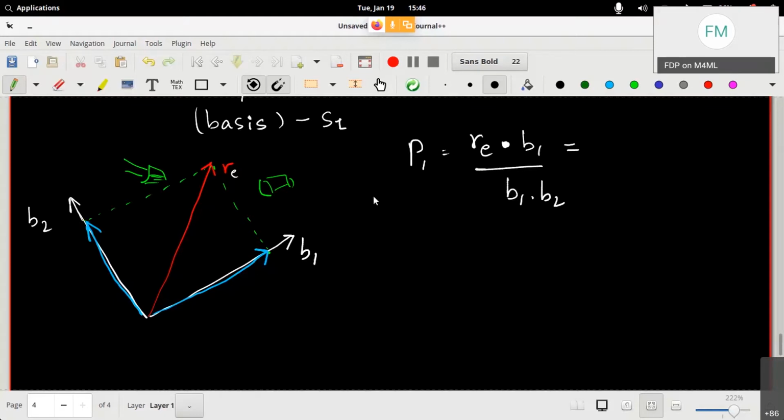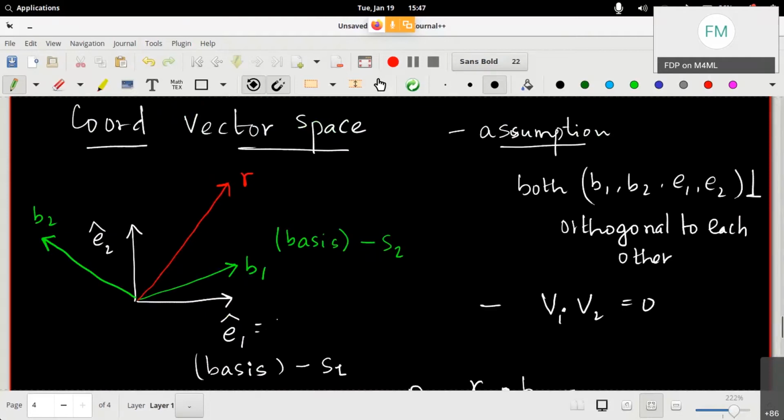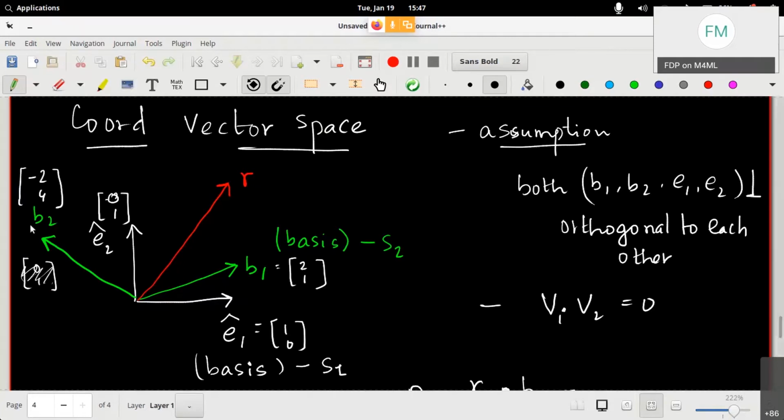Okay, let's try to give some numbers so that you can easily verify. So let's go back and then I can give you some numbers here. Let's say this would be a basis vector, so it would be 1 and 0. This would be 0 and 1. And then let's call this 2 and 1. I think I made a mistake. So this should be B2, minus 2 and 4. So we can check and verify.